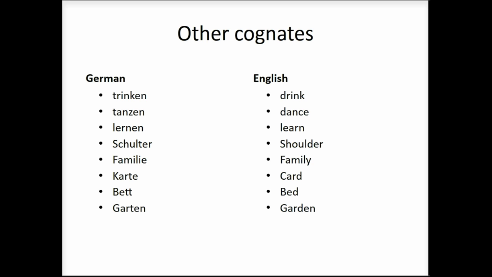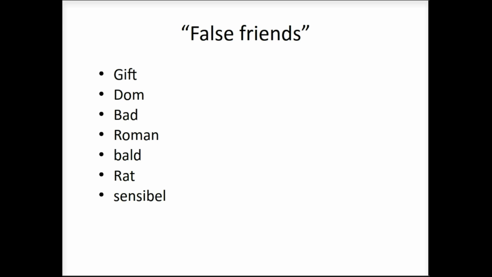You may also have noticed that in German, all nouns, anything that is a person, place, or thing, such as Schulter, Familie, Karte, Bett, and Garten on our list, are capitalized. You do need to watch out for a short list of words that are called false friends. They do not mean the same thing in English as what you would think. Let's see what these words really mean on the next slide.